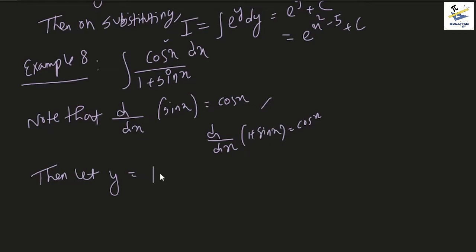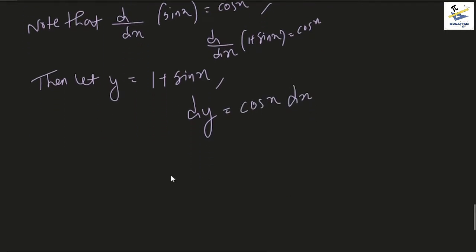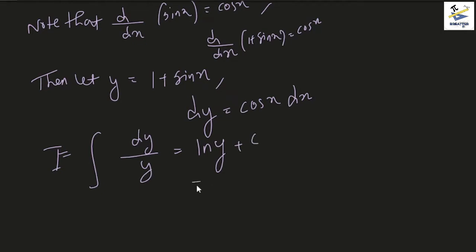let y equal 1 plus sine x, and from that we get dy equals cosine of x dx. This would give us our integral as the integral of dy divided by y. This integral is evaluated as a natural logarithm, right? So ln of y plus c, and remember the y is always positive, so it's rather a modulus. So the answer by putting back the value of y would be ln of 1 plus sine x plus c, which is the answer.